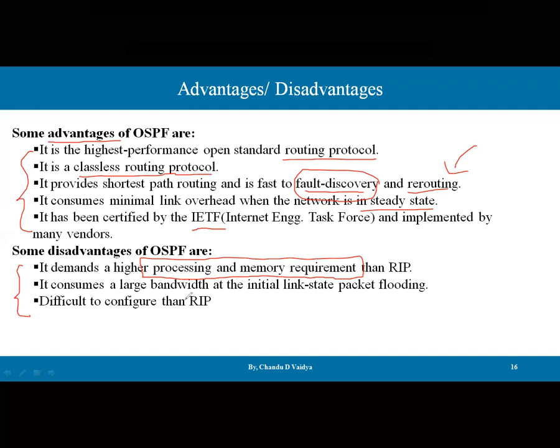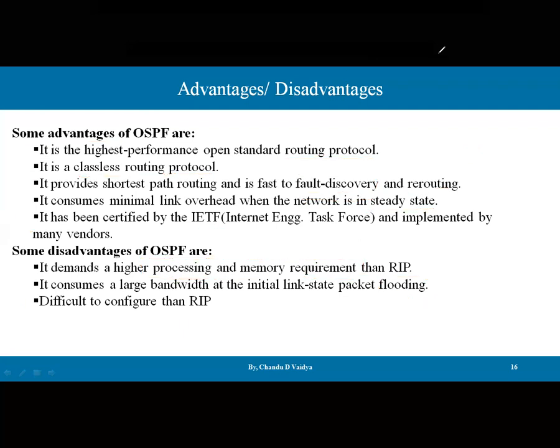They will consume large bandwidth at the initial link state packet flooding. The flooding mechanism always consumes large bandwidth, guys, because unnecessary packets are received from one end to another end also, and it is more difficult to configure than RIP, guys. So these are the few complexities or drawbacks available with this particular OSPF protocol.